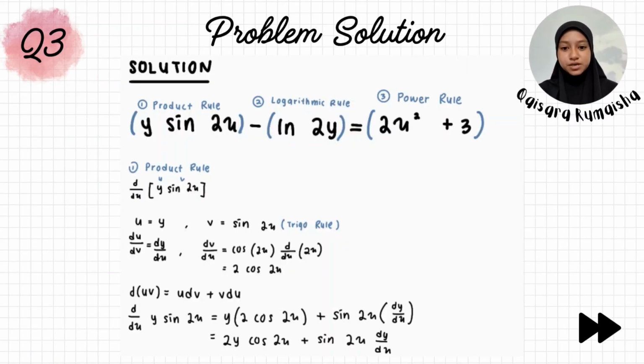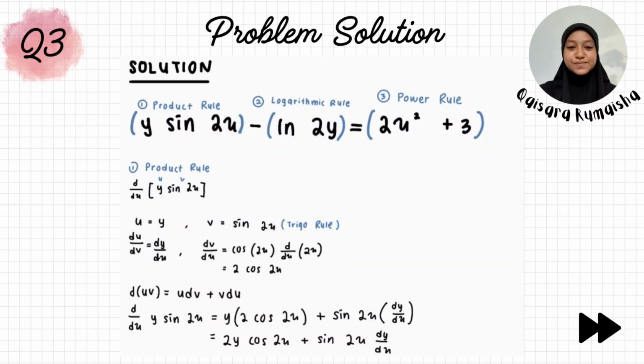First, for the term y sine 2x, we apply the product rule because it consists of the product of two functions, which are y and sine 2x. Let u equal y and v equal sine 2x. The derivative of y is dy over dx, and for sine 2x, we use the chain rule. So the derivative of sine 2x is cosine 2x times d over dx of 2x, and it becomes 2 cosine 2x. Applying the product rule, we get 2y cos 2x plus sine 2x dy over dx.